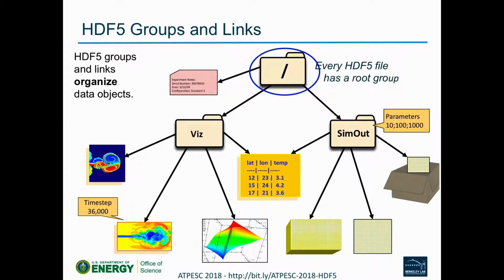So there's a couple things here I'll mention. One is that you can have hard links from several groups to point at the same object in the file. So it's really a graph structure at its root, right?